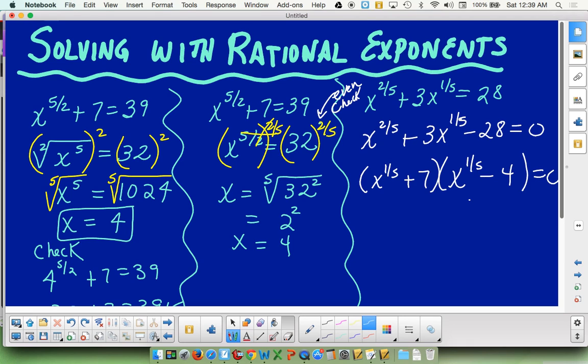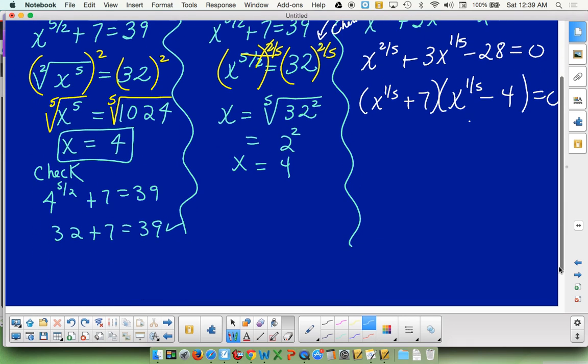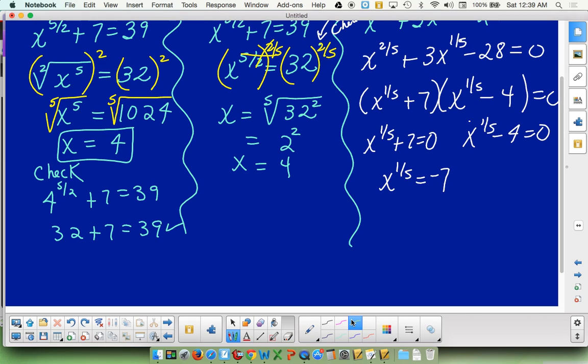Okay, then you're going to proceed to set each of your factors equal to 0. So I have x to the 1/5 plus 7 equals 0, and x to the 1/5 minus 4 equals 0. I'm going to subtract 7 over. You could put this in a root, but once again, I think it's faster. If you want to get rid of a 1/5, what power do you have to take it to? The 5th, the reciprocal, because they'll cancel. So then I would have to take both sides to the 5th power.